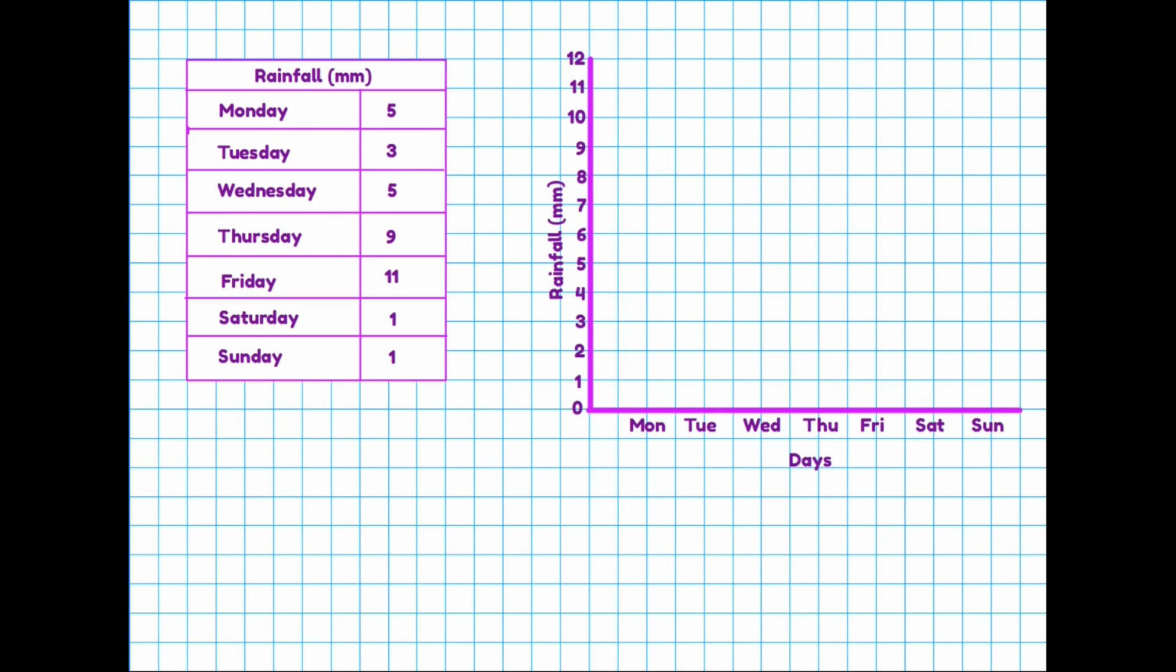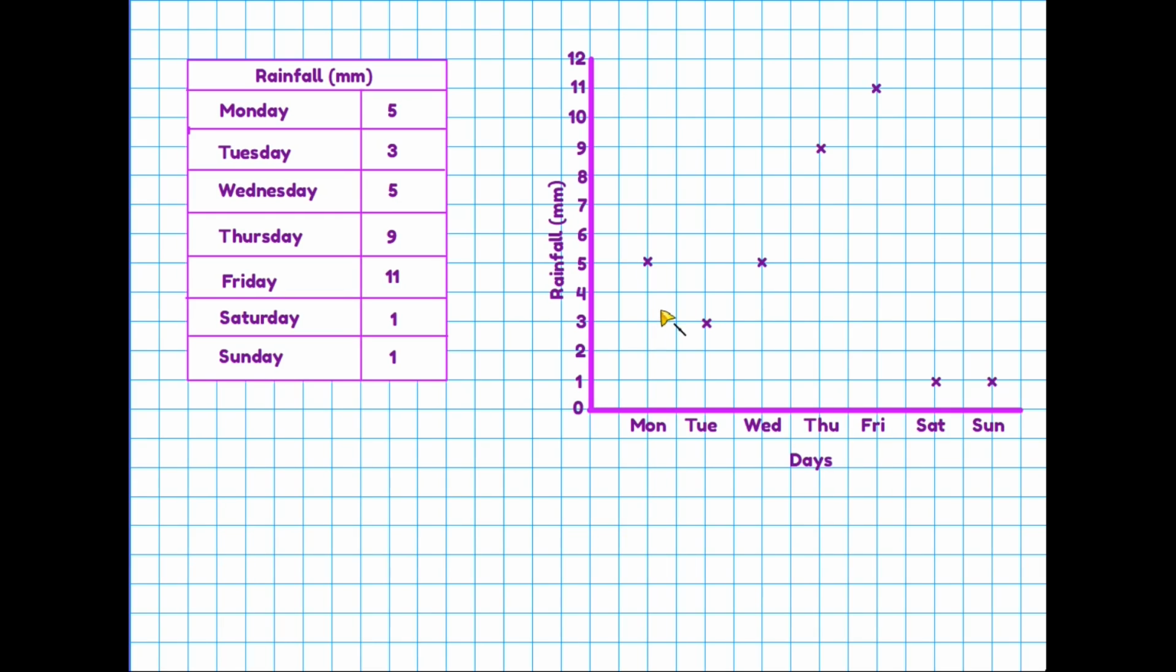Now that we are happy we have all the information, we can start to complete the graph. And first of all, we look at Monday and we see that there were 5 millimetres of rainfall. So we take the cross and we go up the line from Monday up to the number 5 and place the cross exactly there. We continue doing that through the graph. Tuesday is 3 millimetres, so again a cross, and we continue until we have completed the graph.